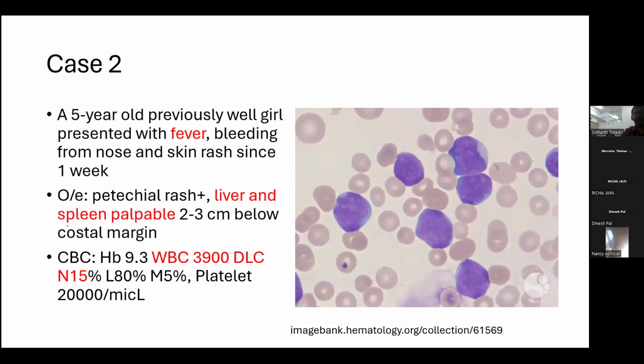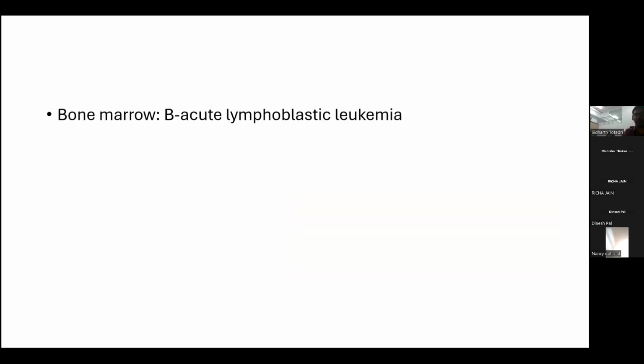Again, a previously well child has come with ongoing fever and bleeding. And on examination, there is liver and spleen enlargement. And on the CBC, you can see that the WBC count is also low. The neutrophil count is also low. And the peripheral smear is showing huge atypical cells. This is a case of leukemia. So you have to remember, again reiterating, that a good history, examination and a CBC can pick up alternative diagnoses. So bone marrow confirmed acute leukemia here.